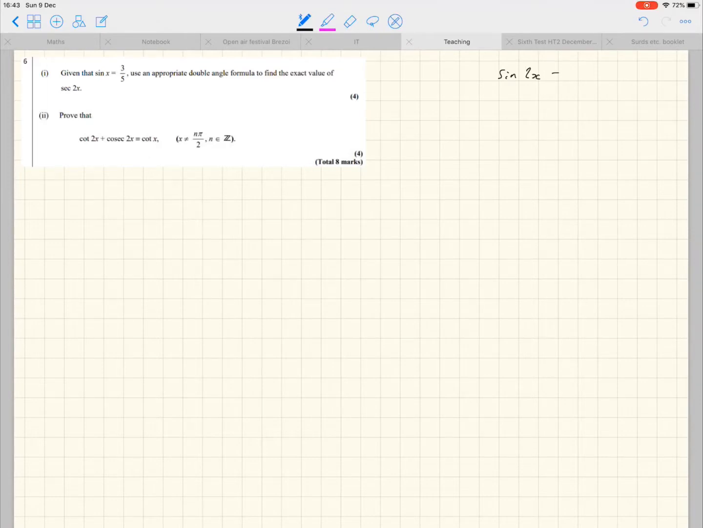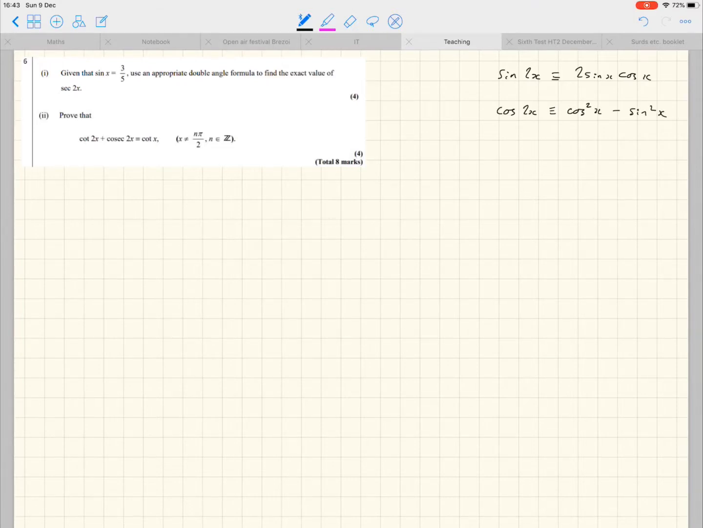Sine of 2x is 2 sine x cos x. There's only one version of sine 2x, and that's it. Whereas there are several different versions of the cos 2x formula. The standard one that you generate if you use the compound angle formula is cos squared x minus sine squared x.